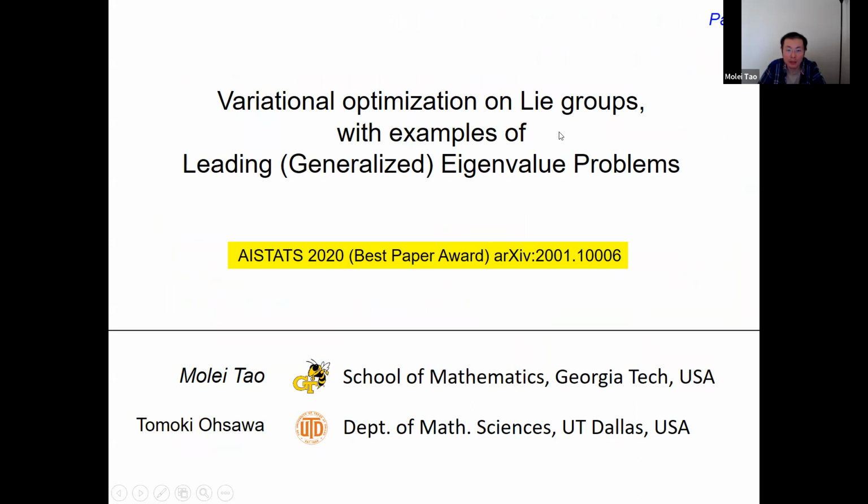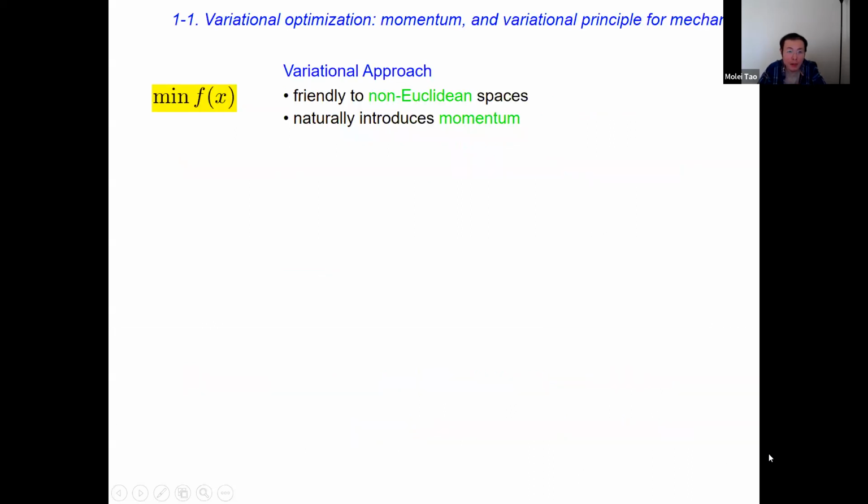It has a very long title, but I'll explain what we did. It's published in AI Stats, which is a machine learning conference, so you can find it online. It's a joint work with Tomoki Osawa from UT Dallas. And basically, the approach that we use is a variational approach, and we do that for two reasons. Number one, it generalizes well to non-Euclidean spaces because this approach is intrinsic. Secondly, it naturally introduces momentum.